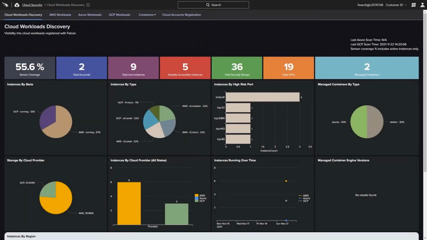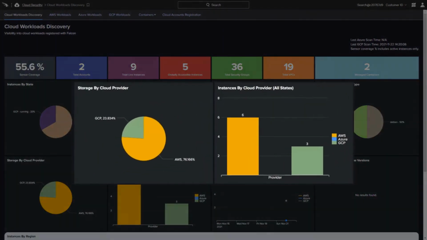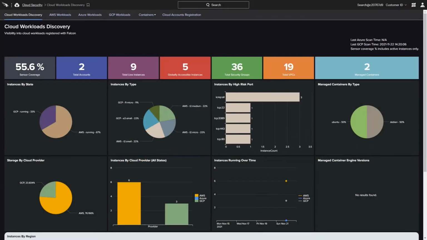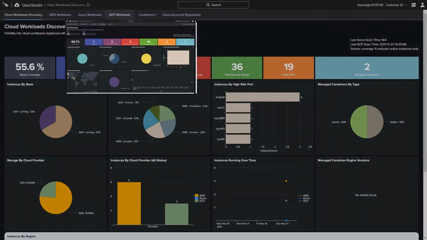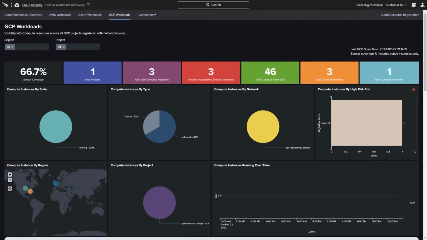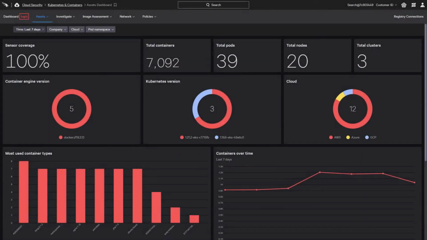Automatic discovery of cloud workloads illustrates multiple cloud deployments, including statistics regarding storage and instances by provider. Identifying and understanding these dynamic cloud workloads is a critical step to improving overall security. That level of detailed visibility also extends to how Kubernetes and containers are being leveraged across versions and providers.